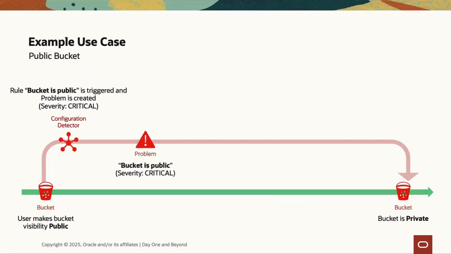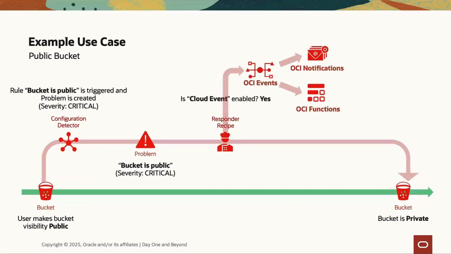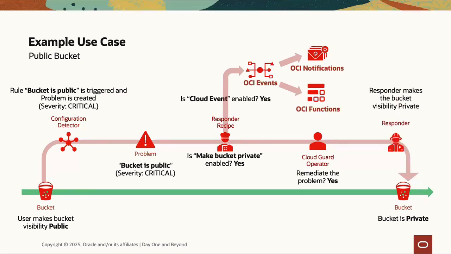And as soon as this happens, the responder kicks in and it asks two questions. One is, do I have cloud event turned on? And if so, send it to OCI events, which needs to be configured for receiving this event. And then it also asks whether you want me to remediate the issue automatically. And if so, then CloudGuard as a service will check to see whether it has the capability to remediate the problem. And then the responder will actually change the bucket's visibility from public to private.